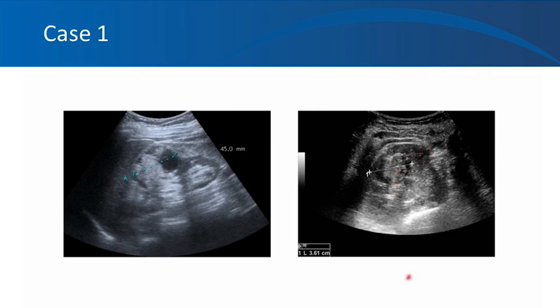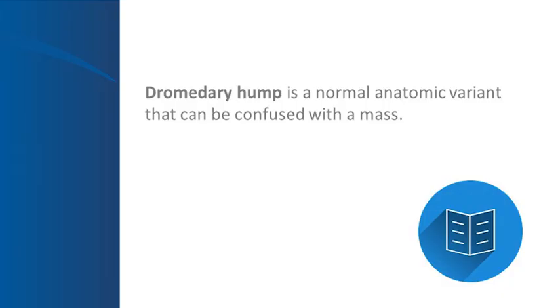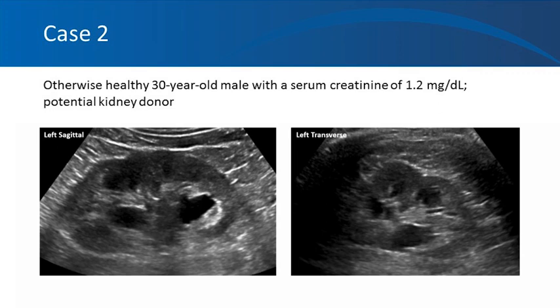So this is how renal cell carcinoma appears on ultrasound, while the dromedary hump is very uniform and homogeneous with normal vasculature. So the take-home point here is that the dromedary hump is a normal anatomic variant that can be confused with a mass. Case number 2. An otherwise healthy 30-year-old male with a serum creatinine of 1.2 milligram per deciliter got a renal sonogram because he was a potential kidney donor, and we just wanted to rule out any major structural abnormalities.